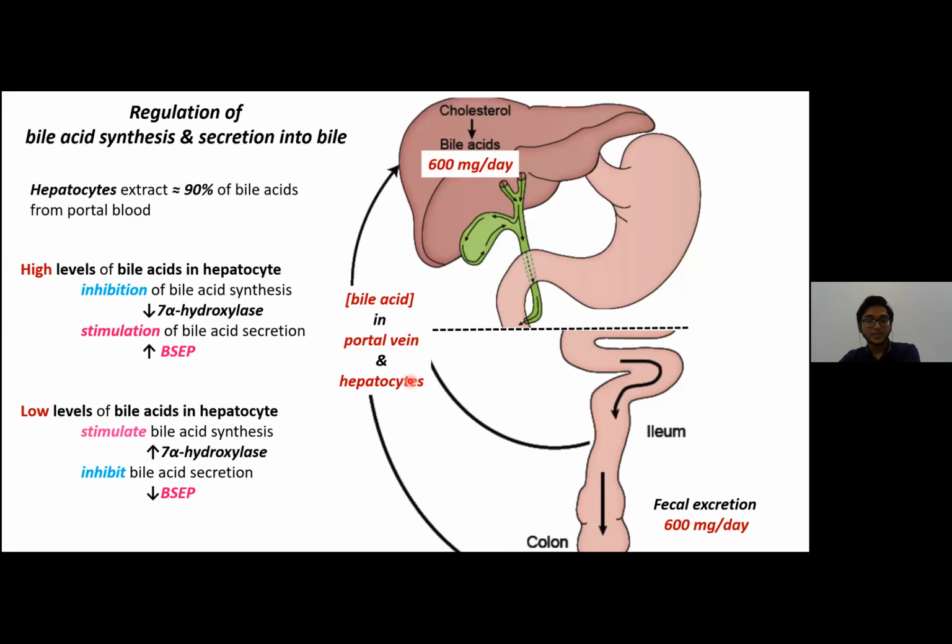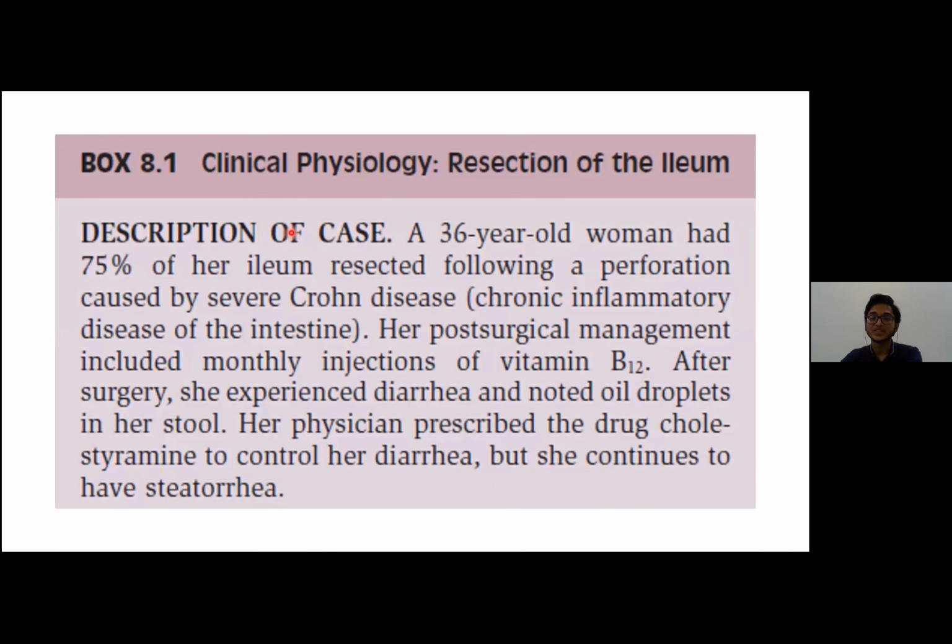Okay. So if you have high bile, you inhibit 7-alpha hydroxylase and you increase BSEP. If you have low bile, you need the bile, so you increase 7-alpha hydroxylase and you inhibit BSEP. Okay. I think again, we're repeating a lot of it now, so it should make sense.